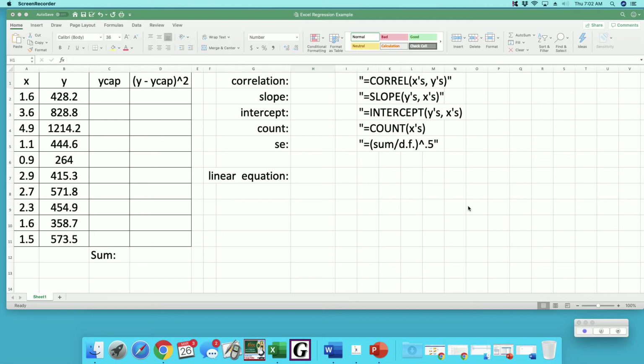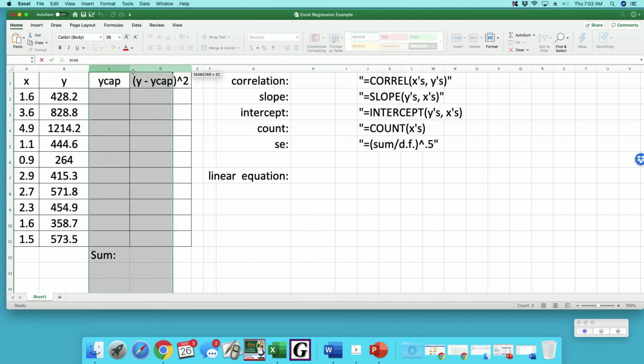This is the same data that we did in the last lesson, except, if you notice, I've added two new columns: y-cap and the difference of y minus y-cap squared. We need this information to calculate standard error. All right, now what is y-cap?